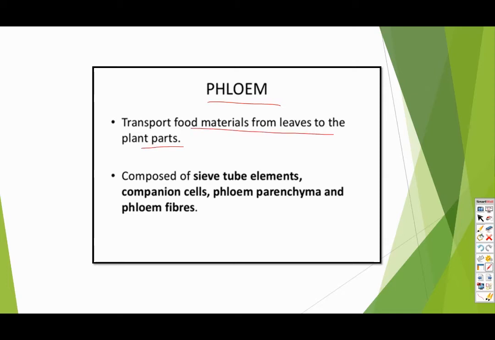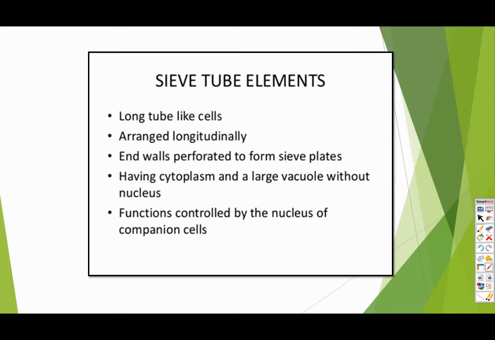Moving ahead. The first one is what? Sieve tube elements. Under sieve tube elements, they have long tube-like cells. Sieve tubes are usually long tubes, arranged longitudinally, one above the other like this. The end walls usually have perforations. Since it appears like a sieve, we call it a sieve plate. They have cytoplasm and a large vacuole without a nucleus. Keep it in mind, they are living cells, but they don't have a nucleus.